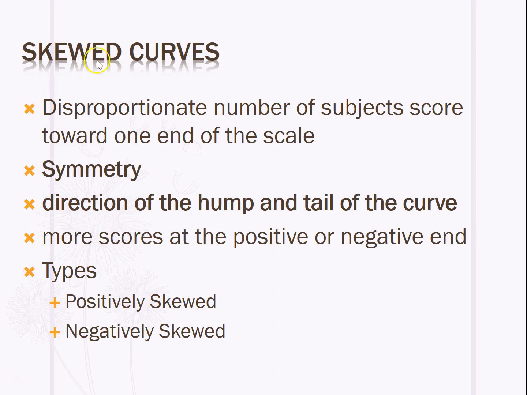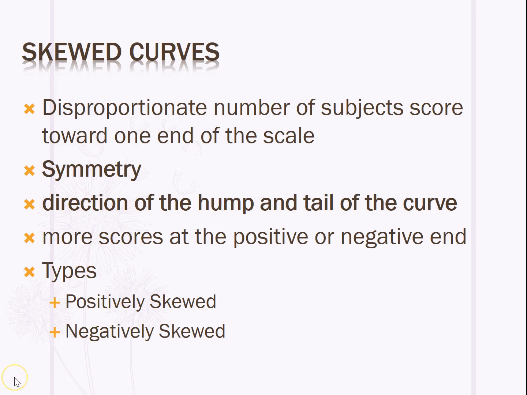Skewness refers to the description of the direction of the hump of the curve of distribution of data and the nature of the tails of the curve. It is about the symmetry of the curve. It shows the direction of the hump and tail of the curve, and tells you if there are more scores at the positive or negative end.